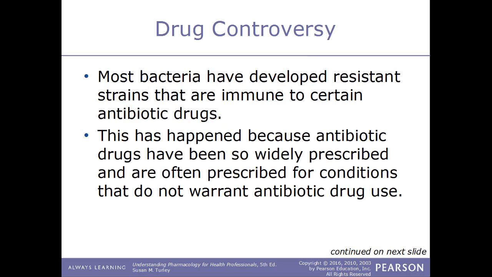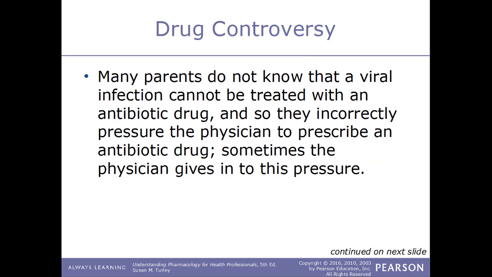And now we'll mention a drug controversy about antibiotics. Most bacteria have developed resistant strains that are immune to certain antibiotic drugs. This has happened because antibiotic drugs have been so widely prescribed and are often prescribed for conditions that don't warrant antibiotic use. Many parents do not know that a viral infection can't be treated with an antibiotic drug, so they incorrectly pressure the doctor to prescribe an antibiotic drug, and sometimes the physician will give in to this pressure.